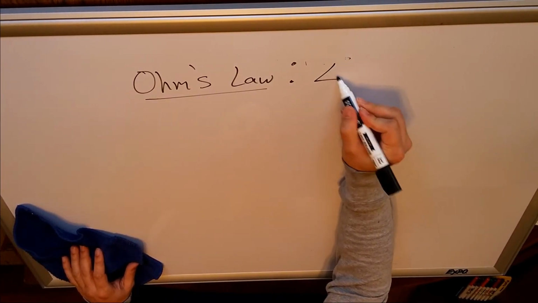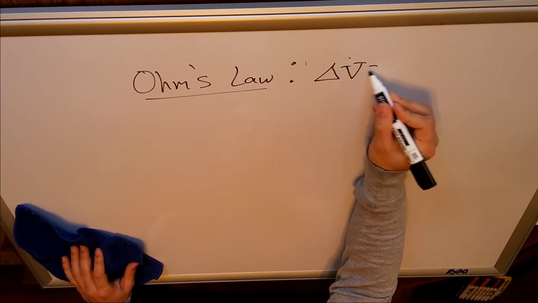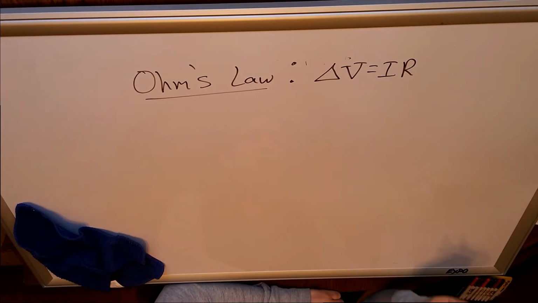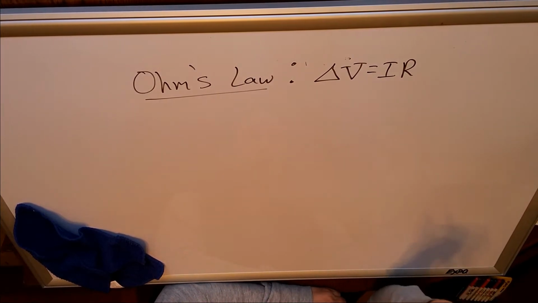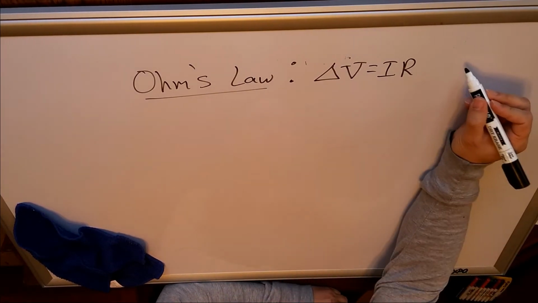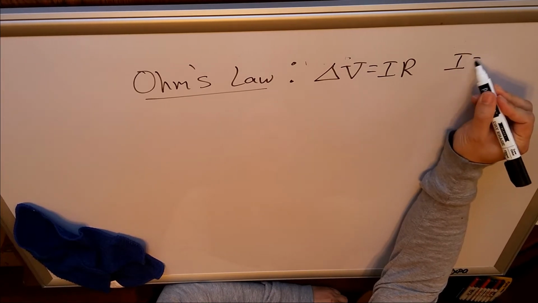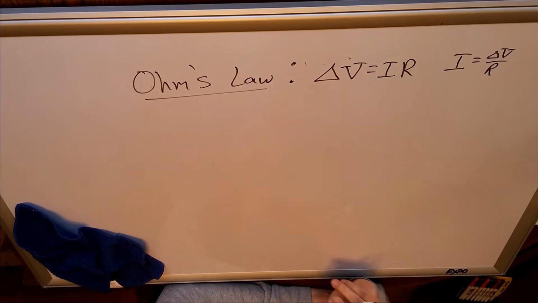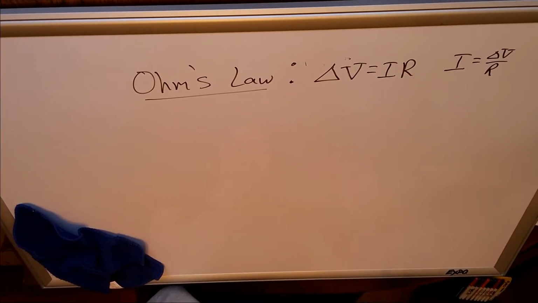Now, the equation that I gave you in class looks like this. Our equation is delta V equals I times R. As a brief reminder, as of the recording of this video, I believe how it shows up on the AP exam is I equals delta V divided by R, for reasons that are beyond me. I don't actually know why they've got it set up like that.